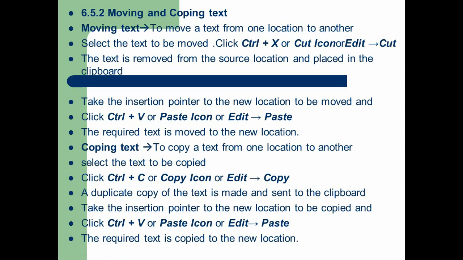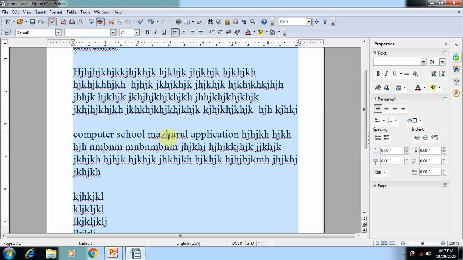After selecting text, what can we do? We can move or copy text. Moving will move the original text from the source to the destination place. So now I am going to select this word. Now I am trying to move the content. So for moving, we want to cut this text.